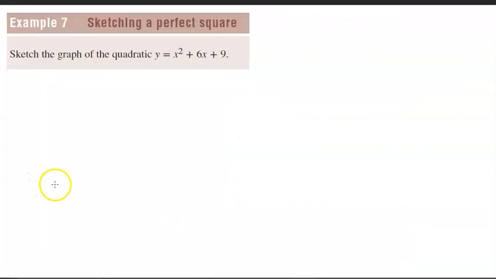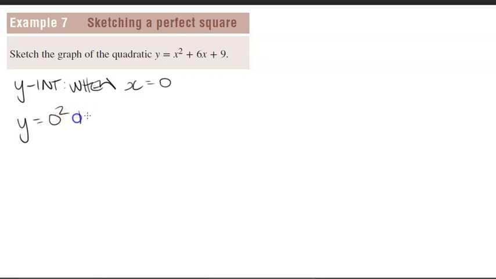Last example, we're going to sketch this perfect square. We're going to sketch the graph of the quadratic y equals x squared plus 6x plus 9. Firstly, let's get our y-intercept when x is equal to 0. We substitute 0 in: y equals 0 squared plus 6 times 0 plus 9, and by now you should know, 0 plus 9 is equal to 9.